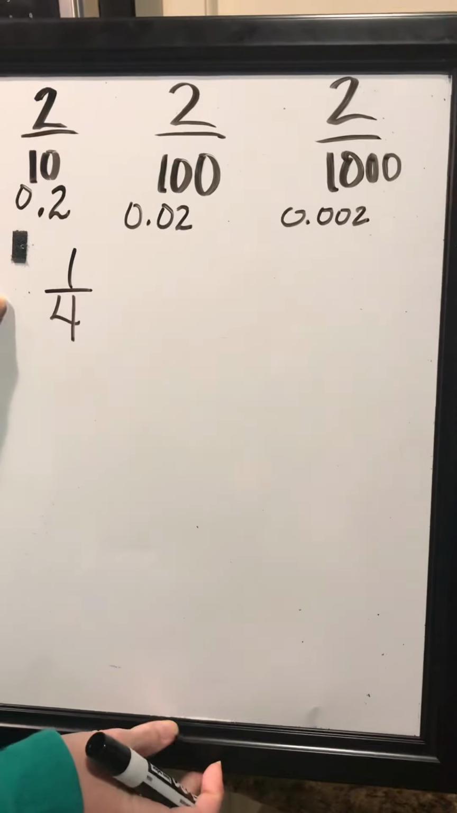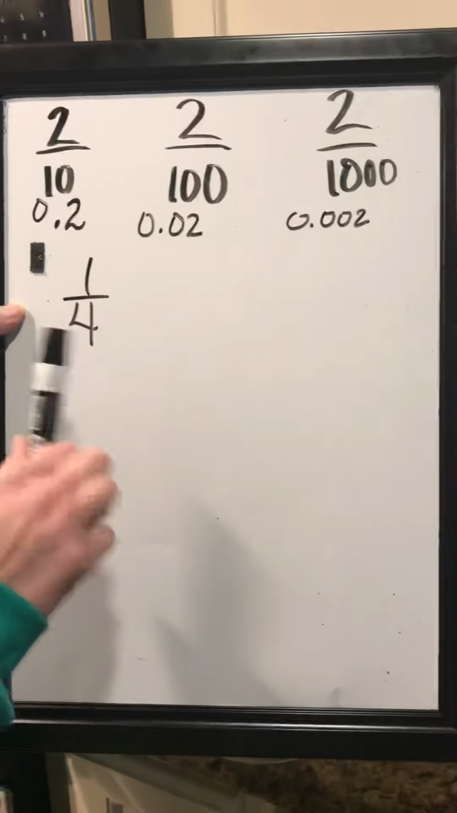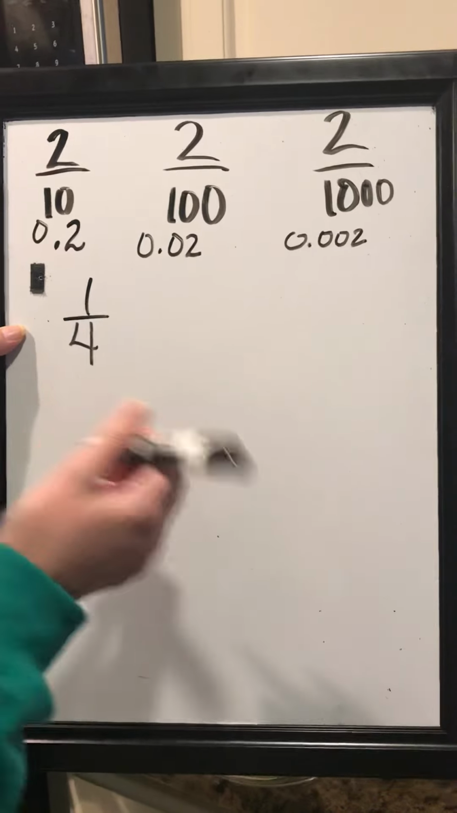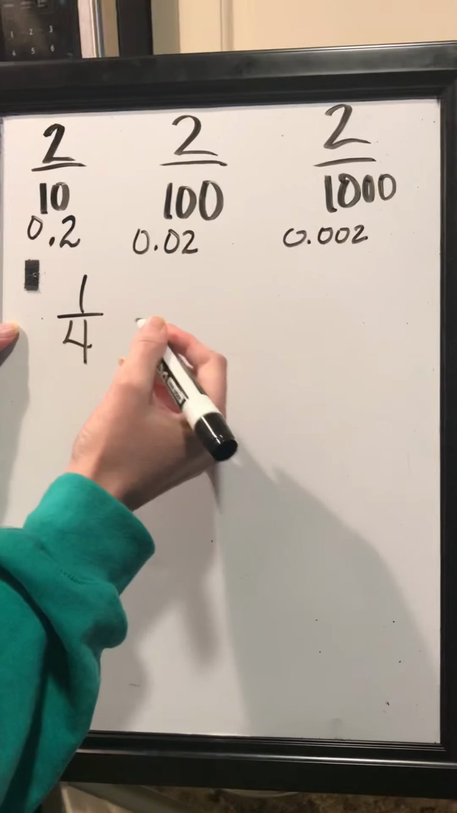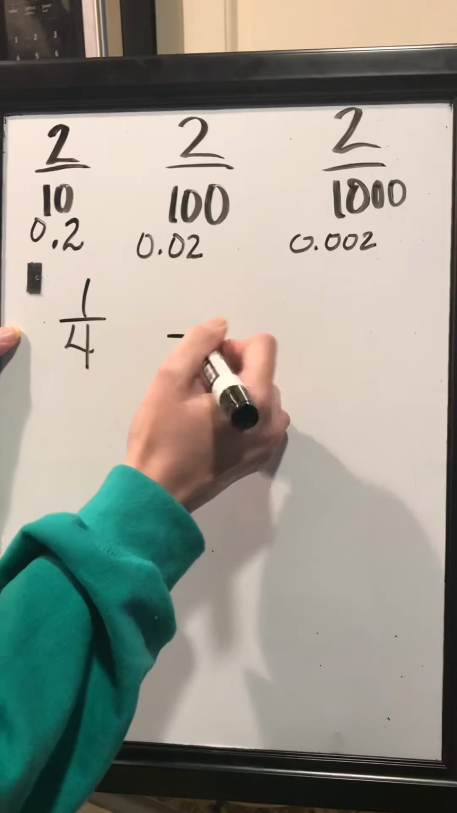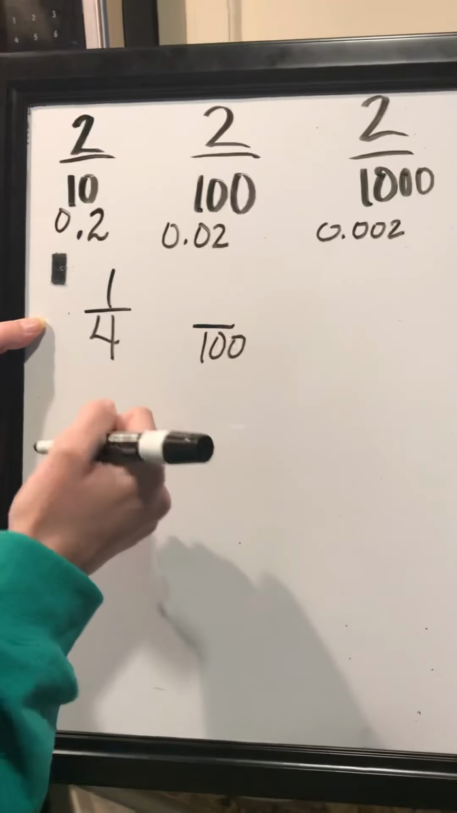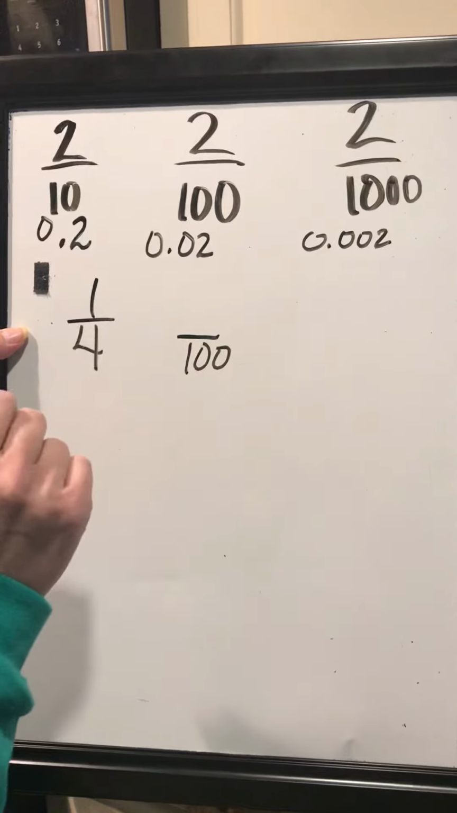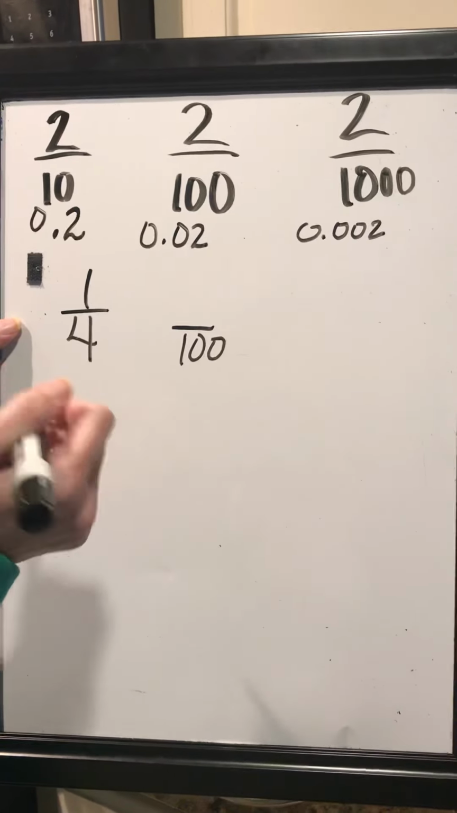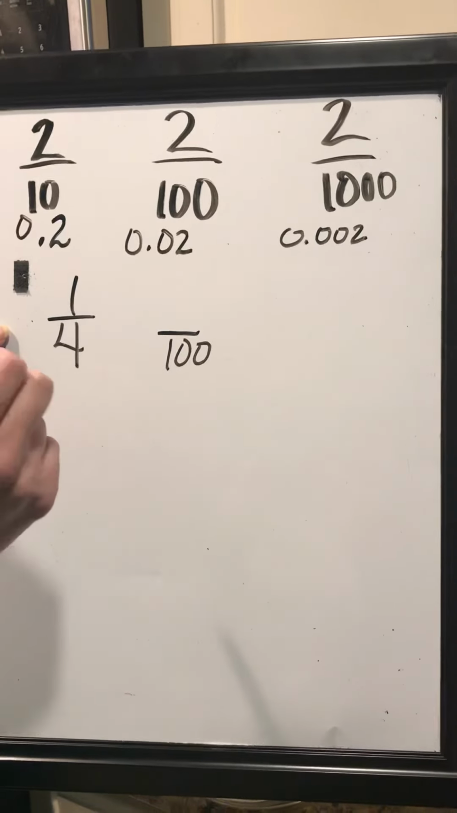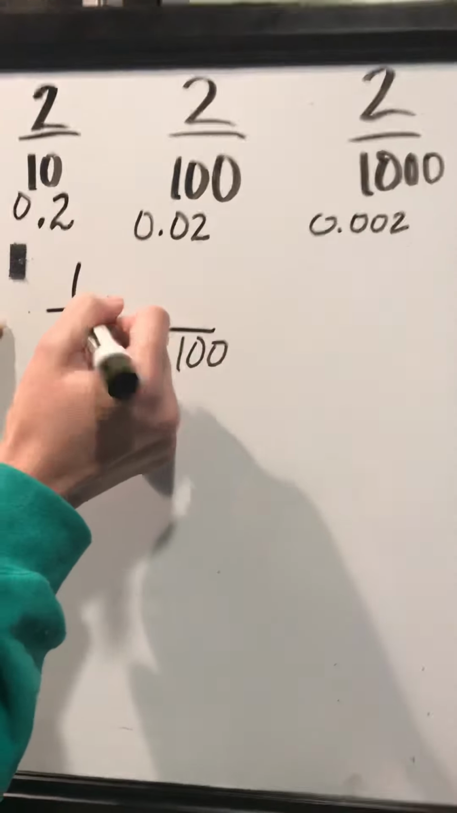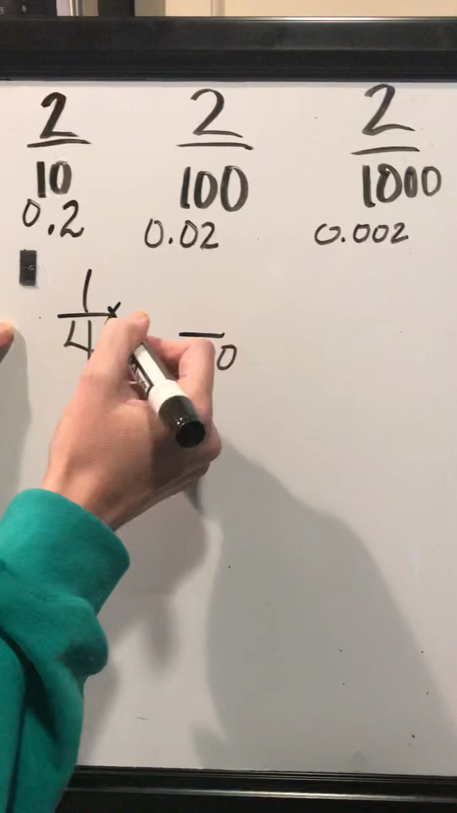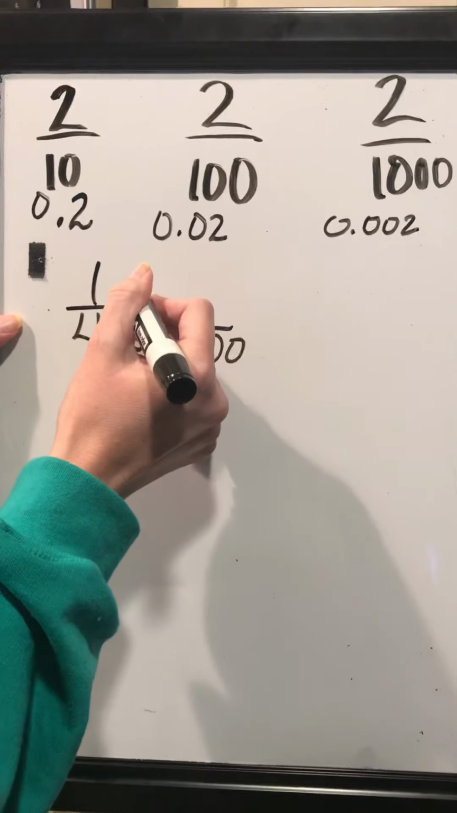But I'm going to look at another strategy we can use, and we're going to change the denominator to 100. So we're going to find an equivalent fraction where we can change our denominator to 100. And so I'm going to look at what I need to multiply 4 by to get to 100. So if I'm thinking about money, 4 times 25, since 4 quarters is $1, I can multiply 4 times 25. And to keep it equivalent, I need to multiply the numerator by 25 also.